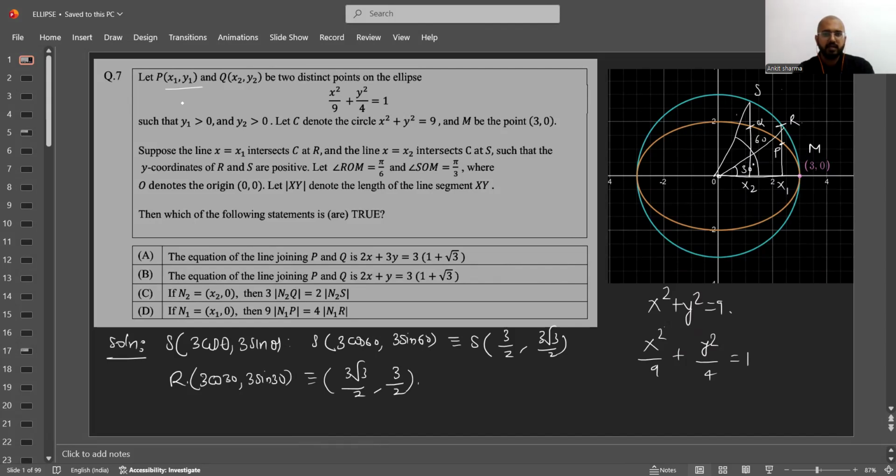And R I have here. So R point I got. Now I know the coordinates of P basically. So the coordinates of P are going to be what? Because we anyway want the equation of line joining P and Q. So we need the points P and Q.